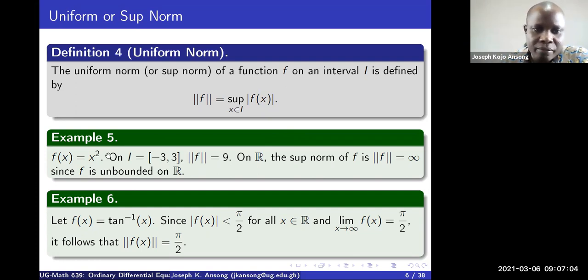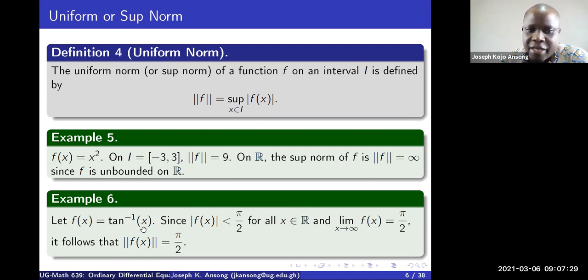Therefore, the sup norm of the function f is equal to 9 on this interval. Well, on all of R, this is unbounded, which means that the sup norm of f goes to infinity since f is unbounded on R. Okay, on R, this is going to infinity. Good. Let's look at another example here.